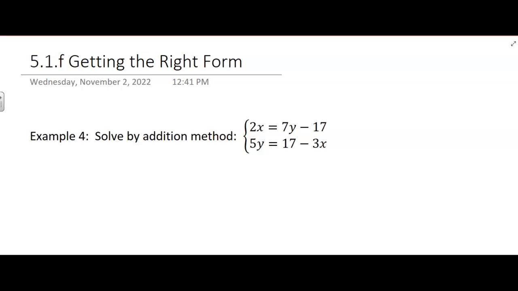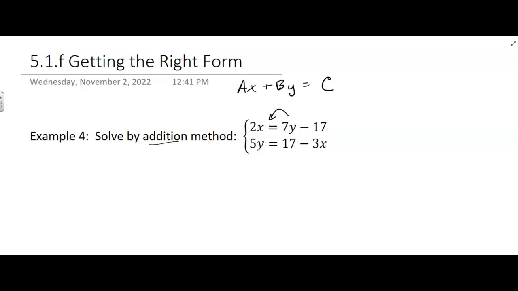So here we have another system of equations that we want to solve. And it tells us to use the addition method. So they're not in the right form. They're not in that ax plus by equals c form. So we need to get stuff lined up, get it in the right place.